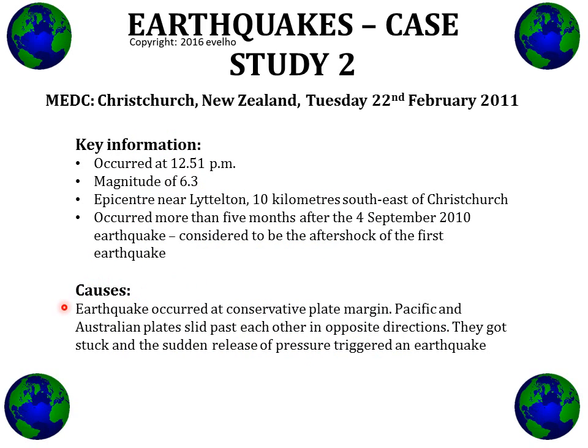Causes of the earthquake, sorry about that. The earthquake occurred at conservative plate margins. Pacific and Australian plates slid past each other in opposite directions. They got stuck and the sudden release of pressure triggered an earthquake.